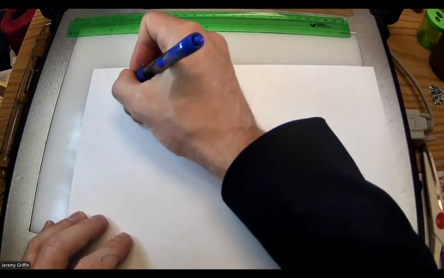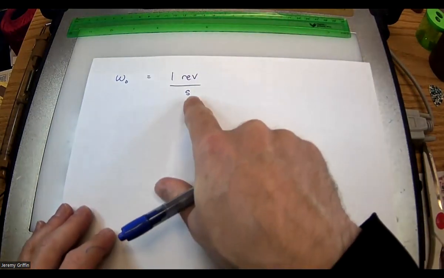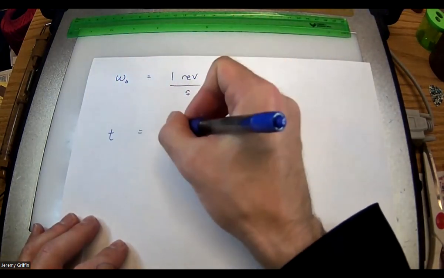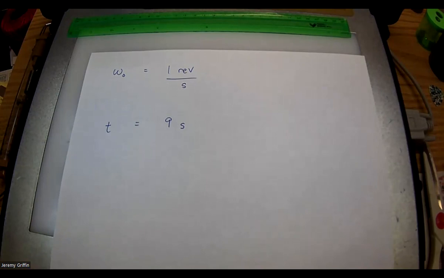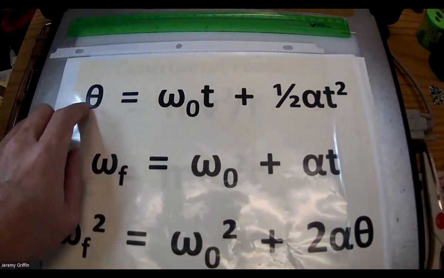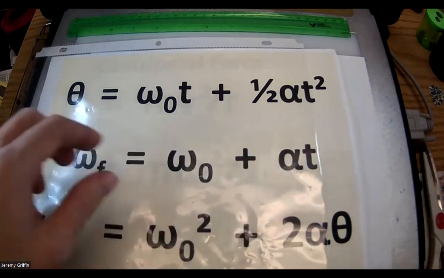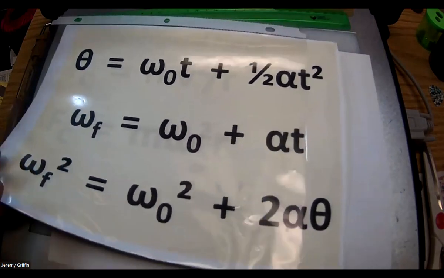So let's say omega initial was 1 revolution per second. I told you guys that the time was 9 seconds, and it came to a stop. We've got these 5 kinematic variables going around: angular displacement, angular velocity, initial and final, some amount of time, and the angular acceleration, like the rate it slows down. This is one of those posters hanging from the ceiling, right up there, so you guys can reference this if you need to.